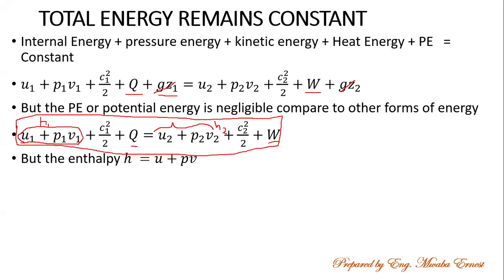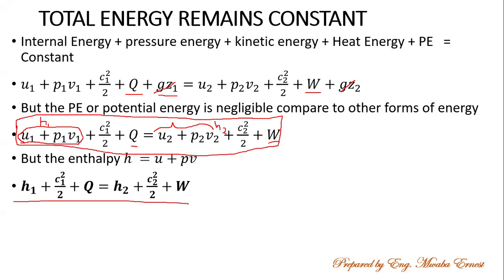So, meaning that when this is simplified, everything here should dissolve. You should have H1 plus this and that. And hence, there we have it. So then you end up with H1 plus C1 squared over 2 plus heat energy, equals H2 plus C2 squared over 2 plus the work done. This now ends our steady flow energy equation with the enthalpy now incorporated.